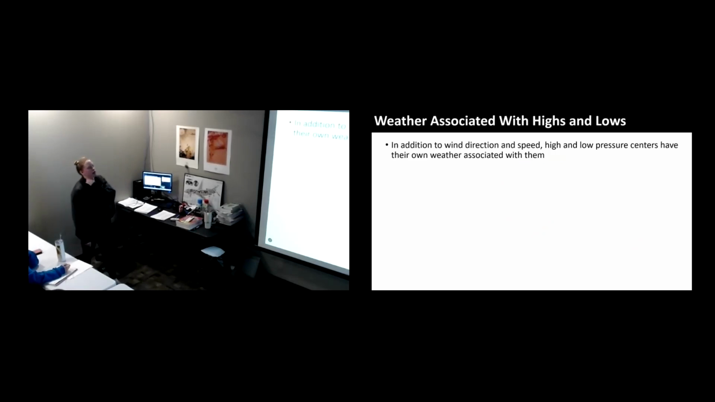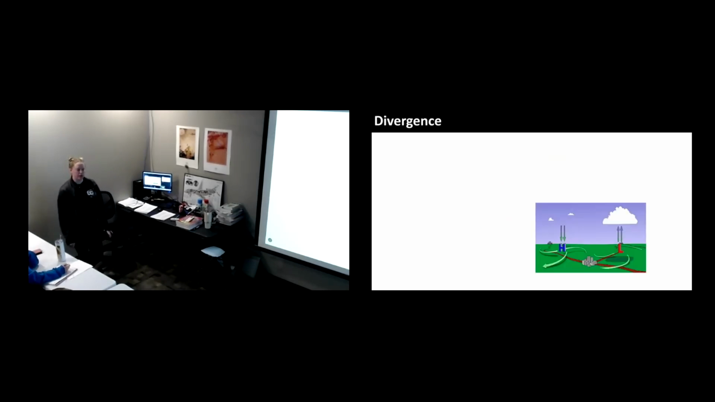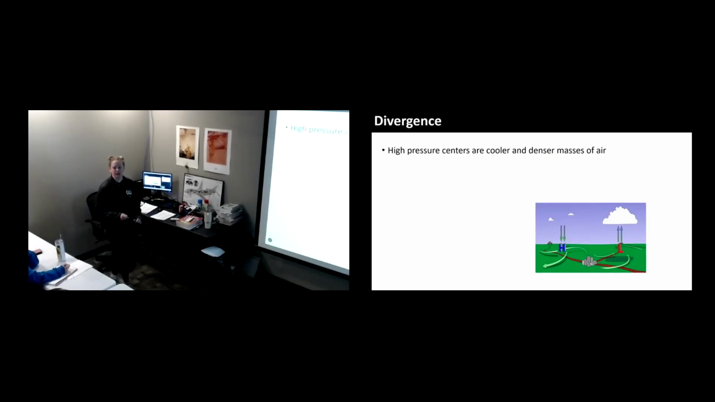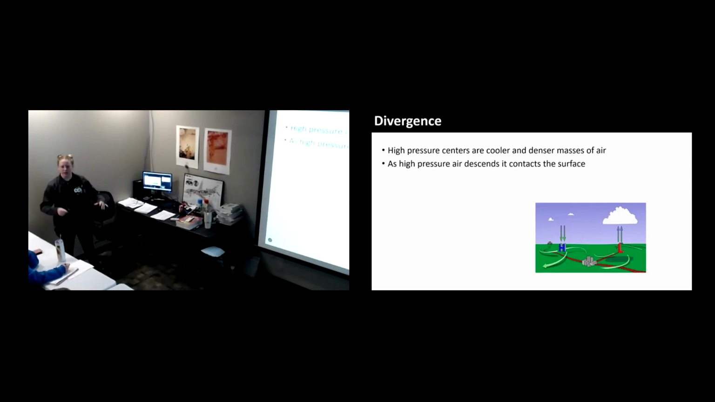In addition to wind direction and speed, high and low pressure centers have their own weather associated with them. This is something you will need to know. High pressure centers are colder and denser air masses, which is why they move down, because cold air sinks. Okay. Low pressure, opposite. Warmer air, and it's going to rise.